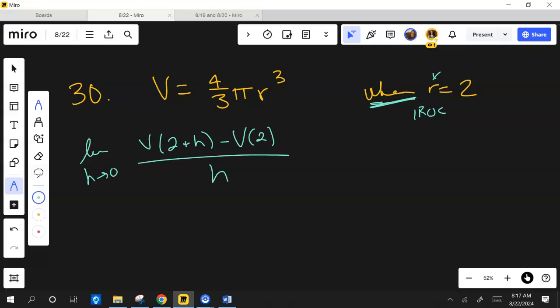I'll give you that. All right, so I'm going to come over to the side. I'm going to do V of 2 plus H. 4/3 pi. Ooh, no wonder y'all didn't like this one.